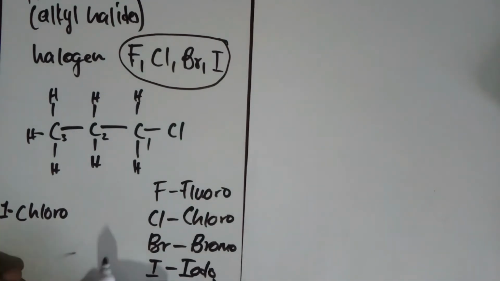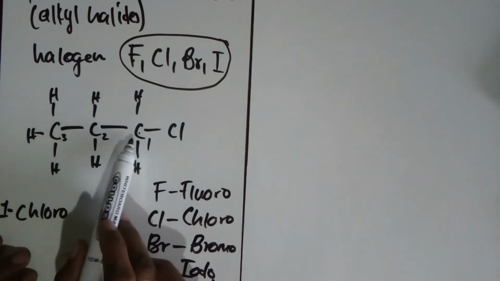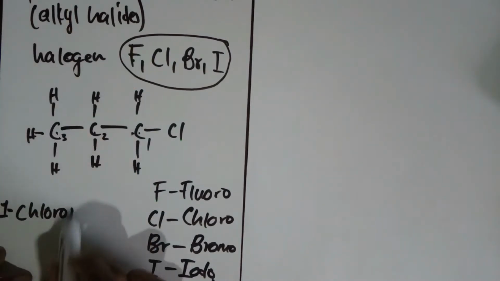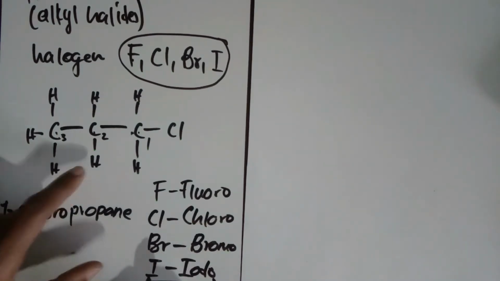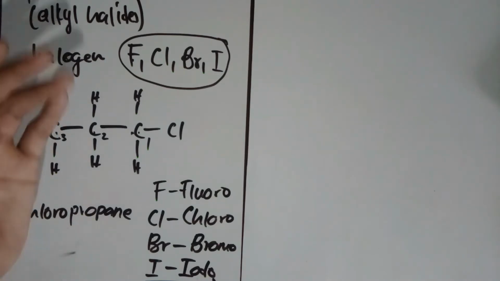All right. So now we say that it's 1-chloro. We know because it's an alkane and it has how many carbon atoms? It has 3, so it's propane. So our name for this compound will be 1-chloropropane. So they're quite simple to name, right?